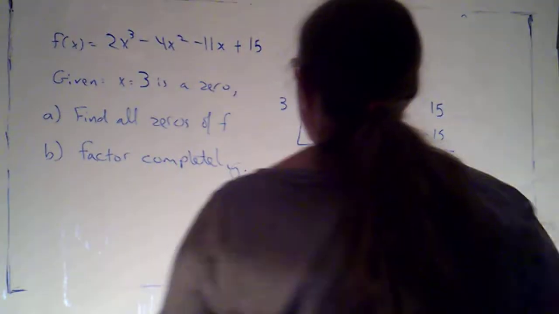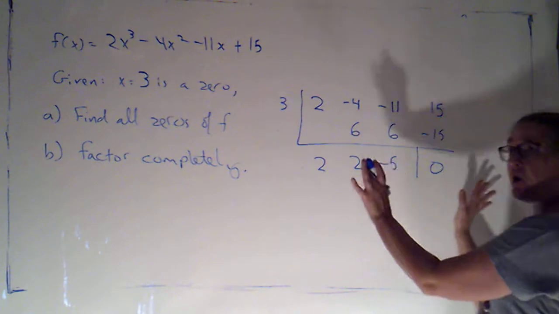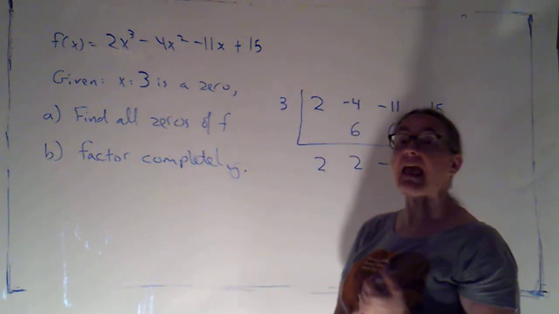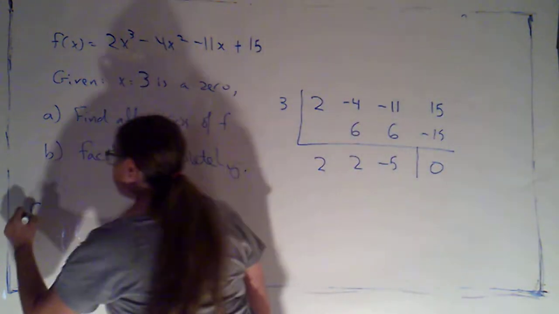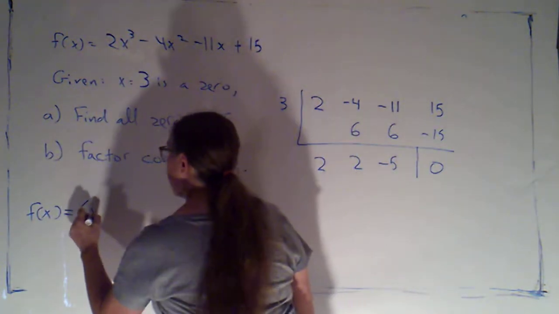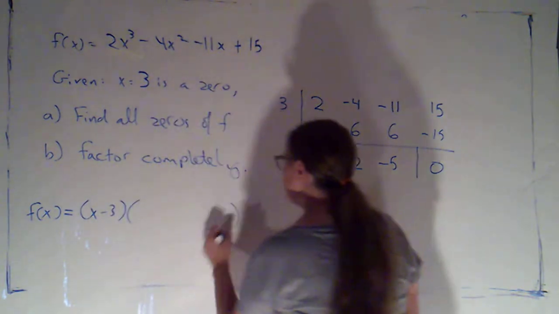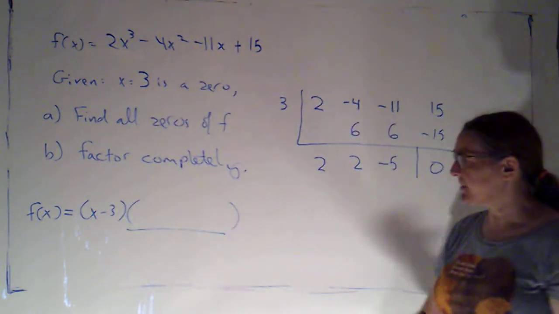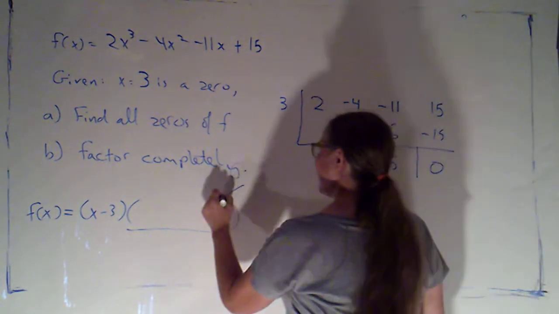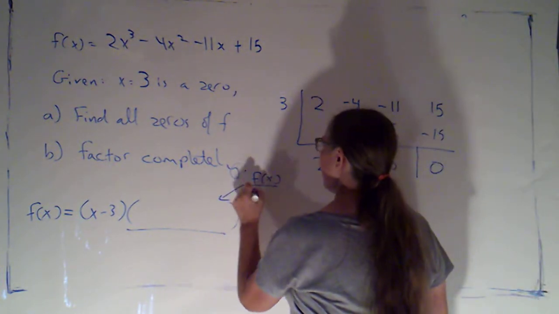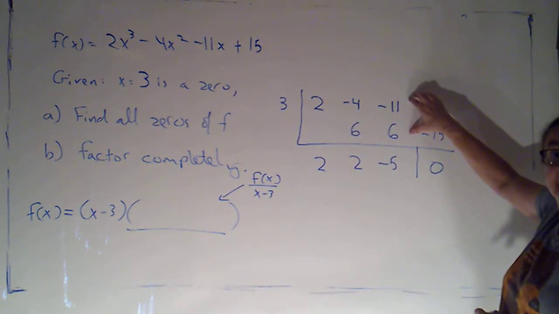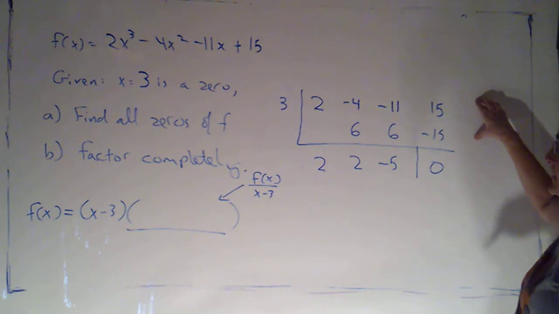I gave you this problem at the end of the last video, and I've started it here. I know that if 3 is a 0, that's going to mean that x minus 3 is a factor. So I can write this as f of x equals x minus 3 times some other factor, and I want to try to find that. To find that, I'm going to take f of x and divide it by x minus 3. And so that's what I've done here using synthetic division.